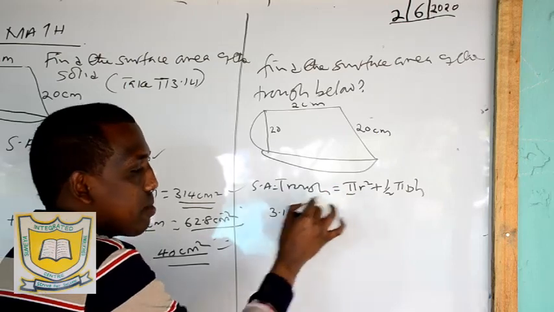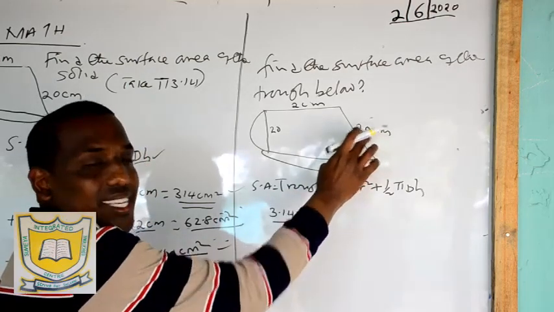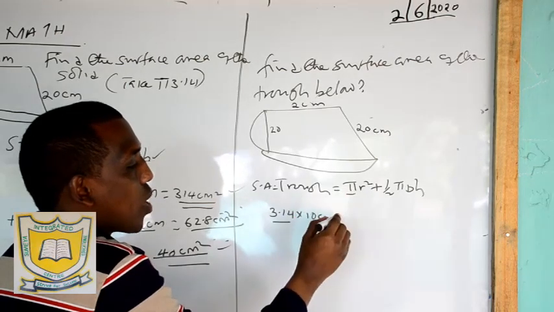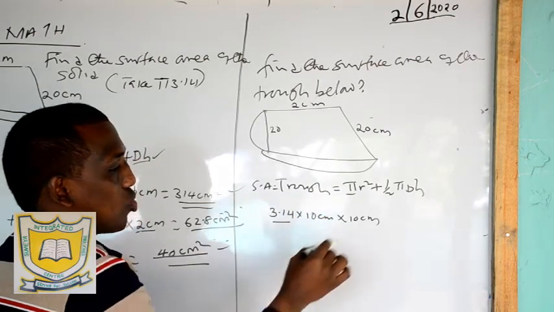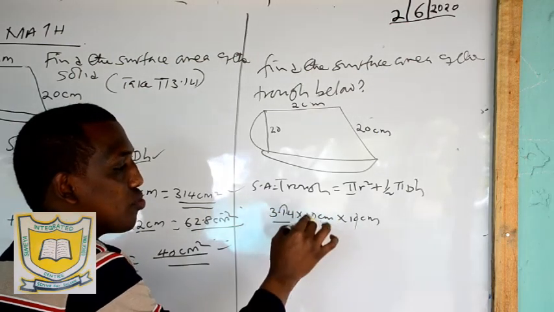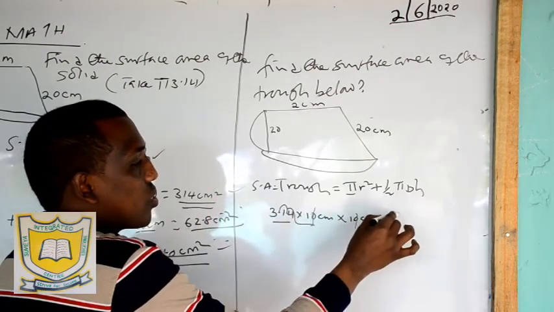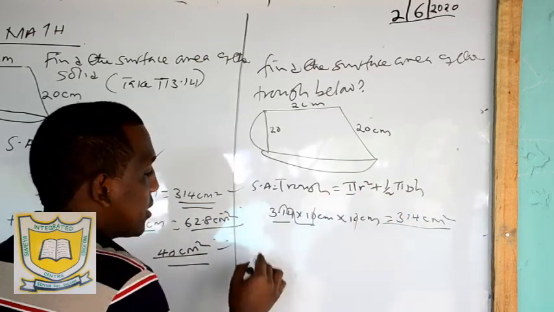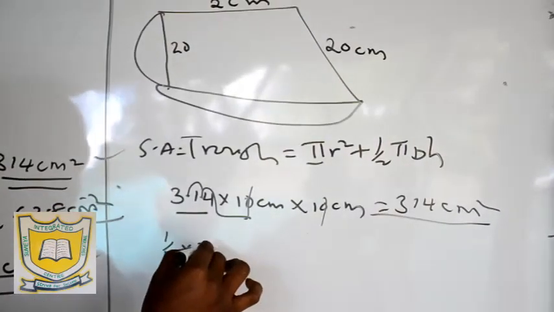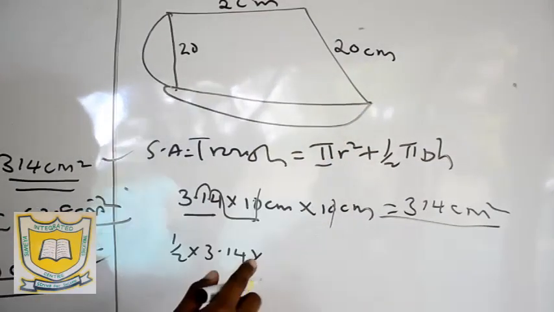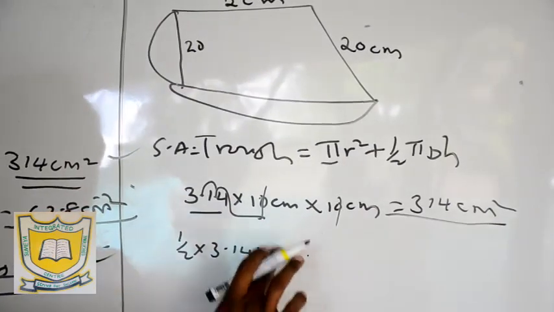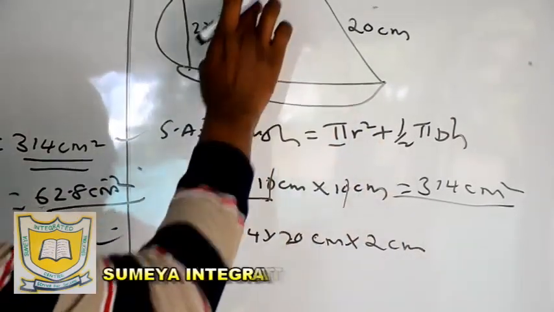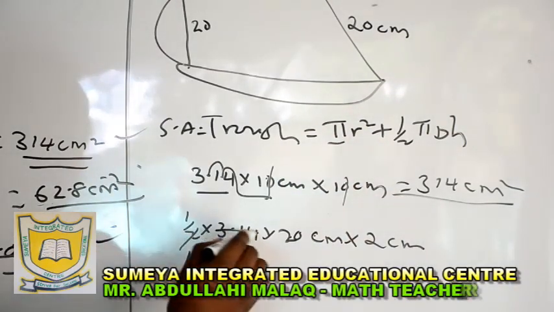So 3.14 times r, meaning radius. The radius is 10 centimeter, so 10 centimeter squared. You cancel the zeros, the point will move, so you will get 314 centimeter squared. Plus a half times 3.14 times d, the diameter, which is 20 centimeter, times h, which is the height, 2 centimeter, or times the length.